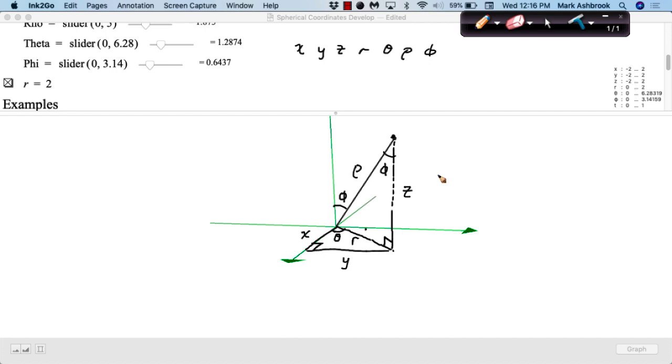Okay, does this make sense? We got everything good? So we're going to write down our relationships here. So let's start with r, and we want to write r two different ways. So r relates to both triangles, right? In our polar triangle there, what is r? Square root of x squared plus y squared.